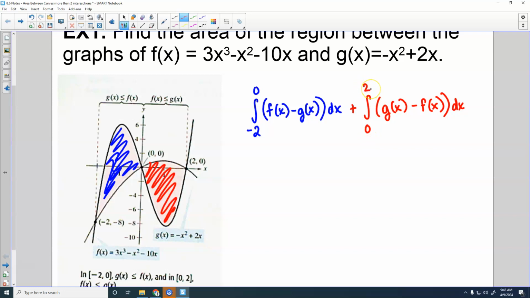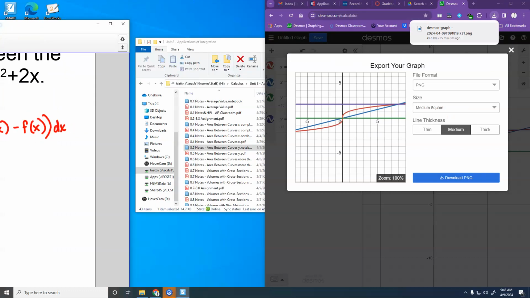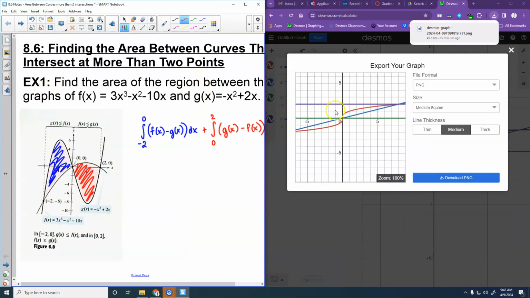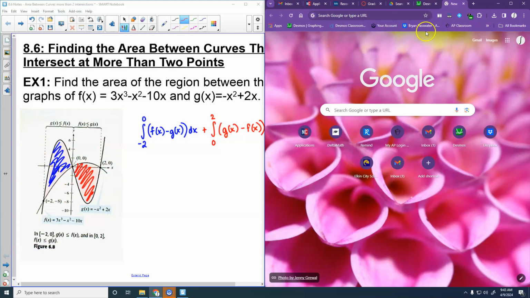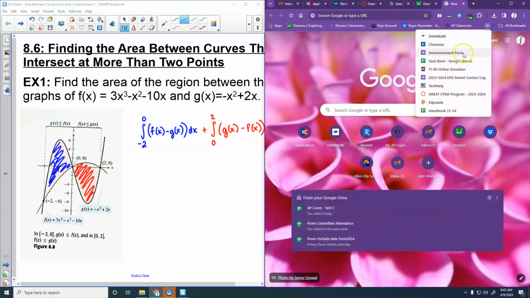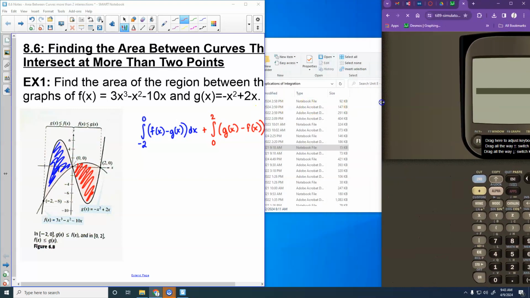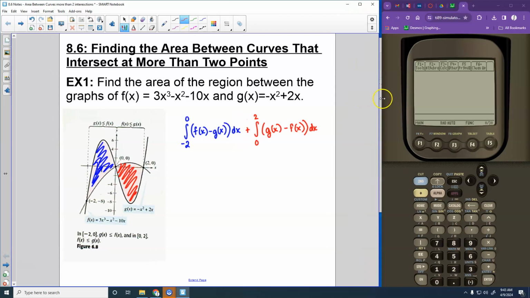So we're going to use the calculator to do this one right here. And I think it is much easier when you're using your calculator on this one if you use y1 and y2. I think it makes it a lot easier to do this problem.